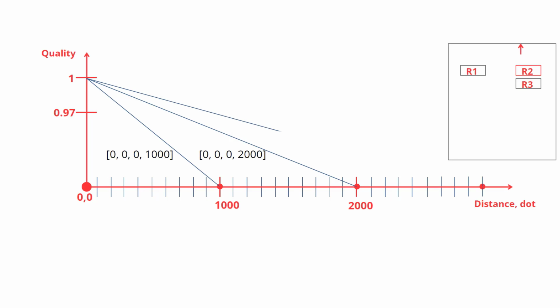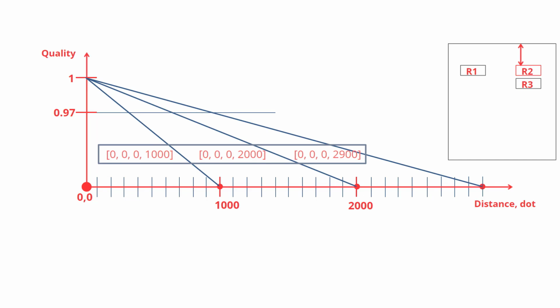On our example page, if the distance between the R2 rectangle top and the document page top boundary equals 0, the quality then equals 1. The bigger the distance, the smaller the hypothesis quality. Look at these graphs. The corresponding fuzzy intervals are here.